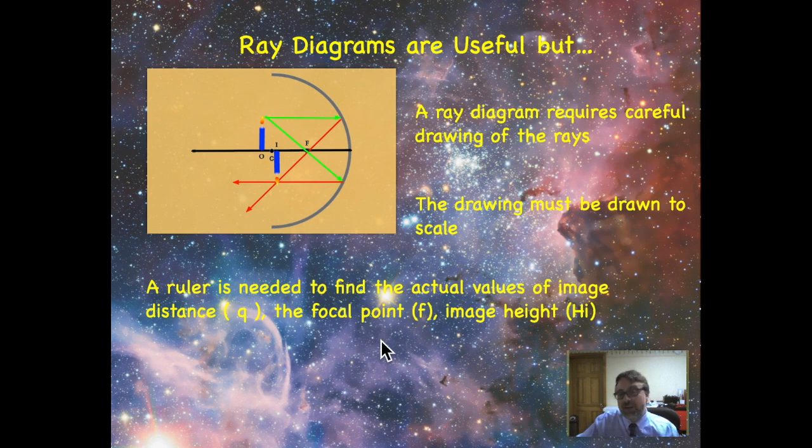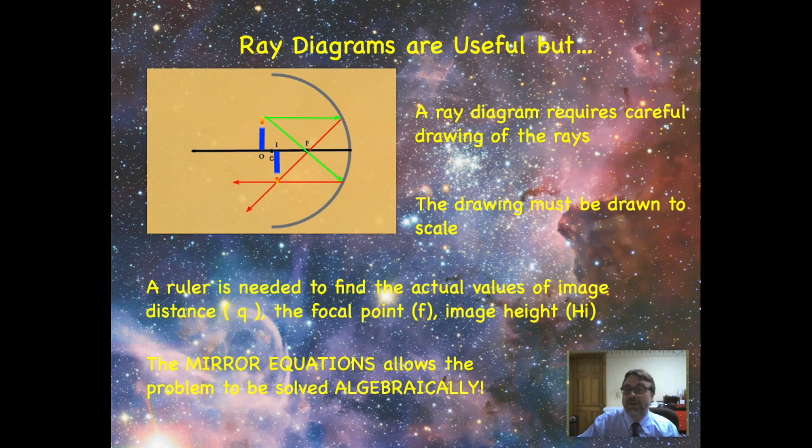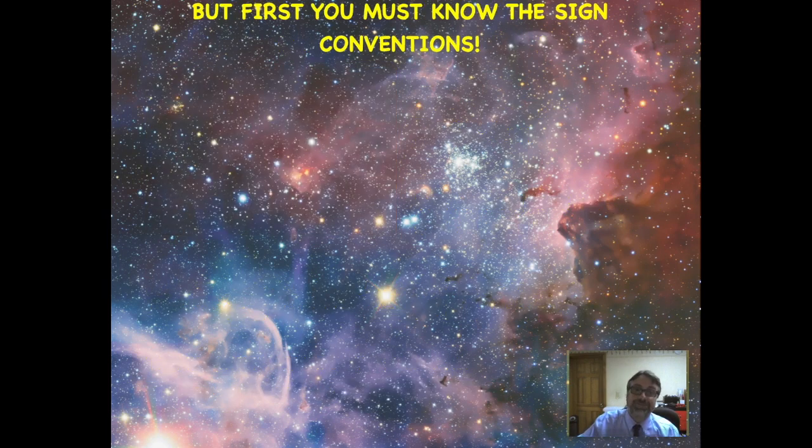So a ray diagram is useful to understand why the light is doing what it's doing, but it's not so useful to make predictions in the real world. So there should be equations for this. And the good news is there are. So let's take a look and see how we can solve these problems algebraically.